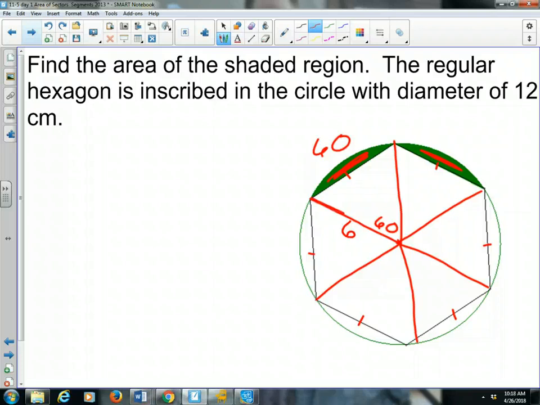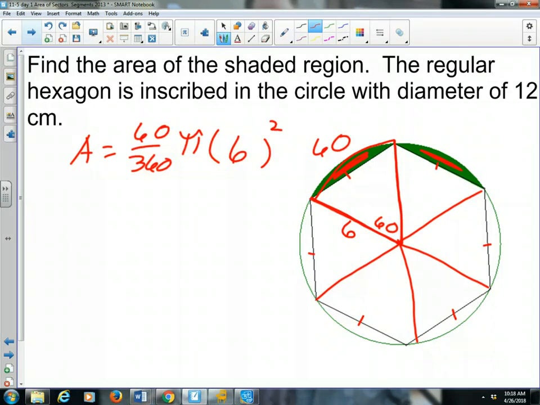So the area of the whole sector is n over 360, 60 over 360, pi radius squared. And the radius is 6. Okay? So when we do 6 squared, that's 36. 36 times 60 over 360 times pi. We'll just keep our answer in terms of pi on this one. We get 6 pi. 36 times 60 over 360 is 6. So 6 pi is the area of the whole sector.